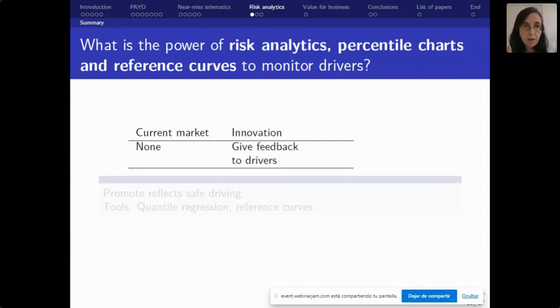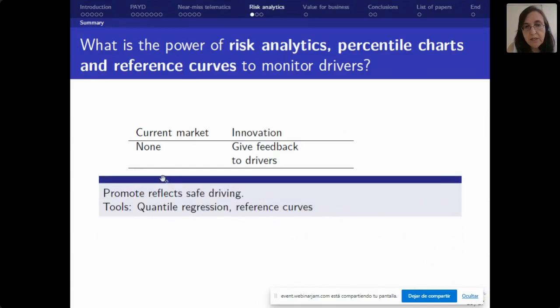But before doing that, the summary for this part is as follows. There's nothing in the market like this. Companies are not going to use risk analytics today because this is still too premature. But the innovation we are working on right now is giving feedback to the drivers. So not only the price matters, but also safety matters. So if we detect that the driver is having a dangerous behavior or changing the way he or she is driving, we should be able to warn the driver.